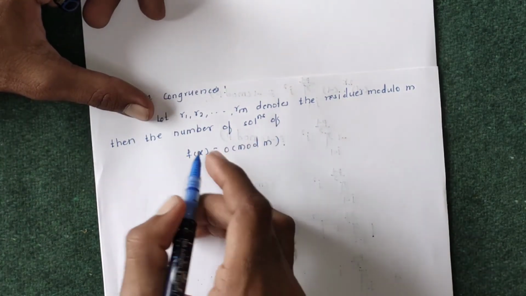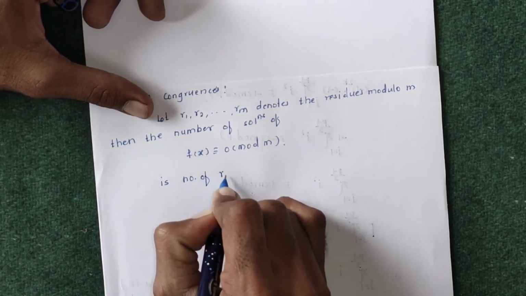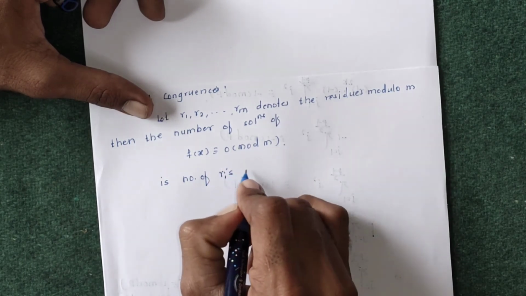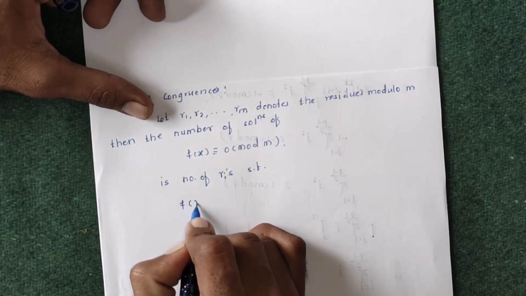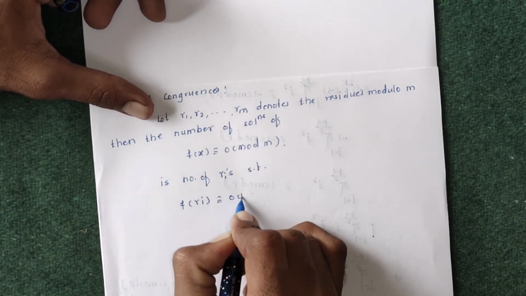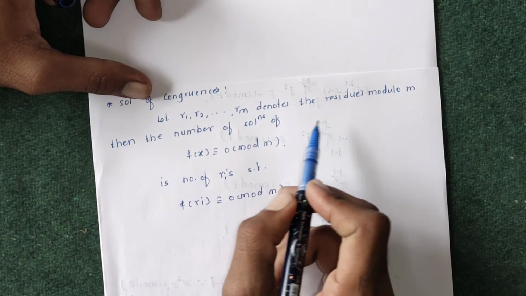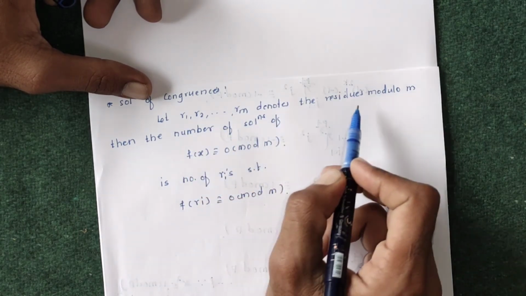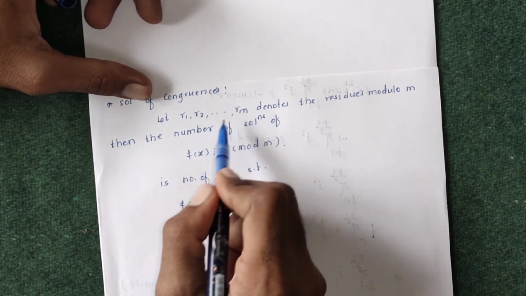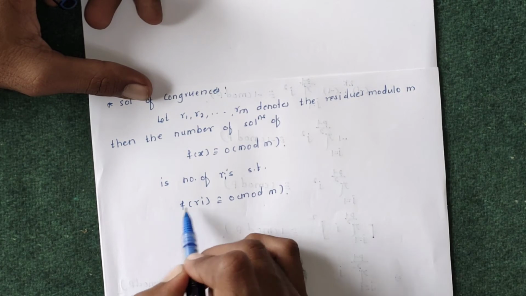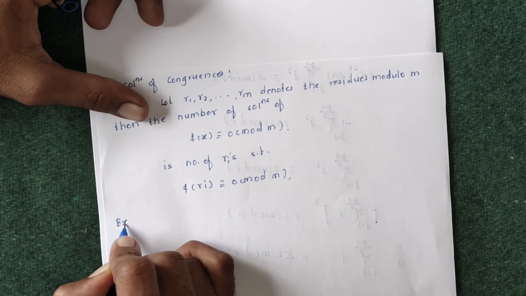The solutions of the congruence are the number of Ri's such that these Ri's satisfy the congruence, such that f of Ri is congruent to 0 modulo m. If R1, R2, Rm denote the residues under modulo m, then the solutions of the congruence are just the residues from these numbers which satisfy this congruence, that is f of Ri is congruent to 0 modulo m. We will take an example so it will be more clear.